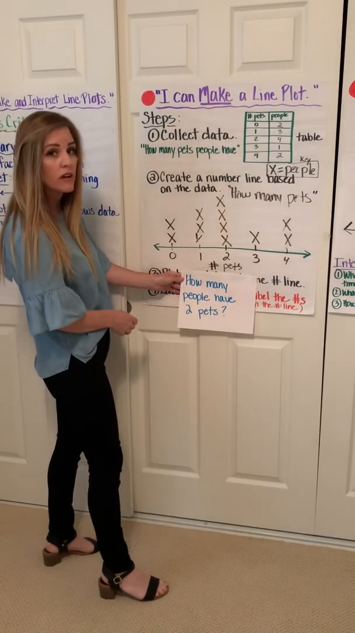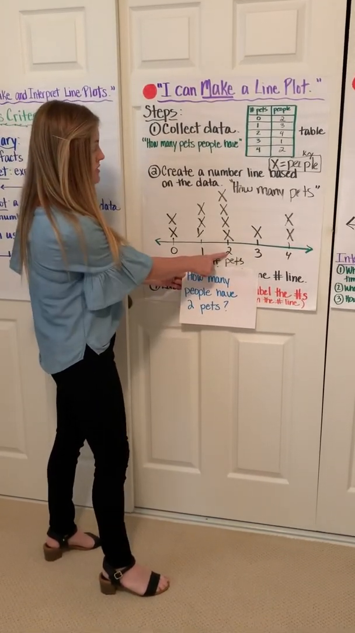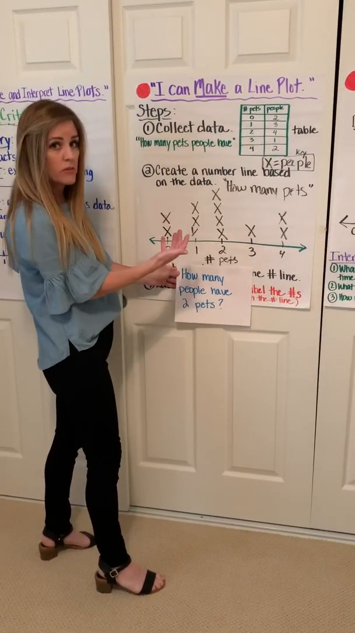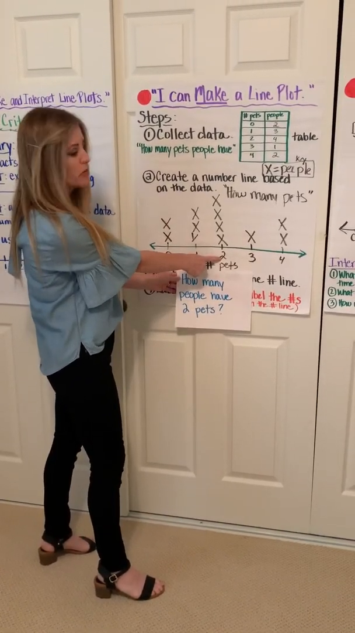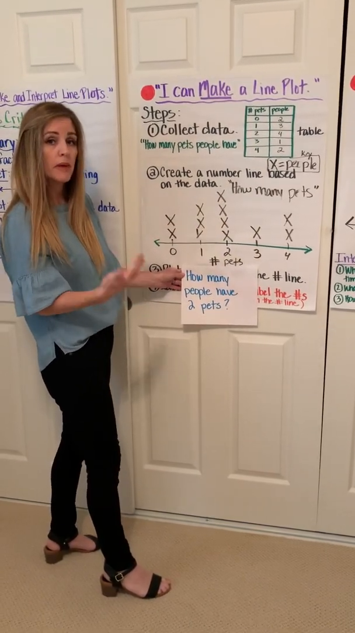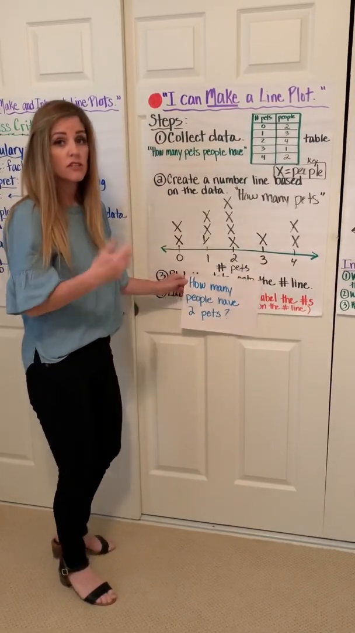Okay, hopefully you've looked at 2 pets because we know these numbers represent how many pets, and the X's represent people. How many people have 2 pets? 1, 2, 3, 4. Your answer should have been 4 people. Okay, let's try another question.